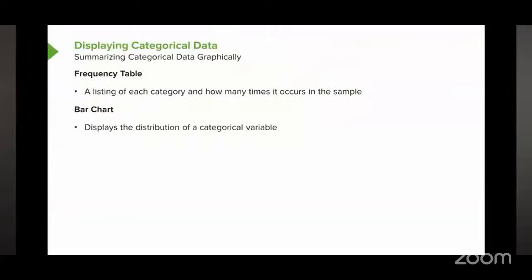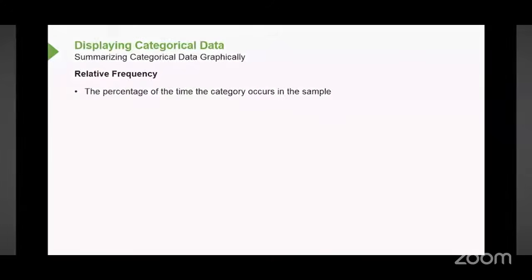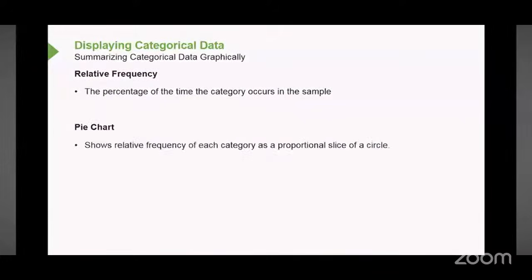Now, how do we summarize categorical data? Well, let's look at how we do it graphically and tabularly. We can do it by way of a frequency table, which is simply a listing of each category and how many times it occurs in the sample. The bar chart shows counts for each category next to each other, and the count is represented by the height of the bar. The bar chart can also be used to represent the relative frequency of each category. The relative frequency is the percentage of the time that that category occurs in the sample.